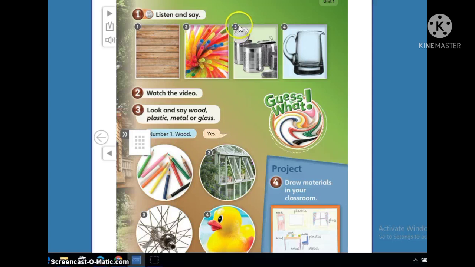Next. Number 3 is a picture of cans. Cans come from metal. Metal. 1, 2, 3, go, metal. Yes. Next, number 4. Look at the picture. It comes from glass. Can you say glass? Good job. That's it. Very good.